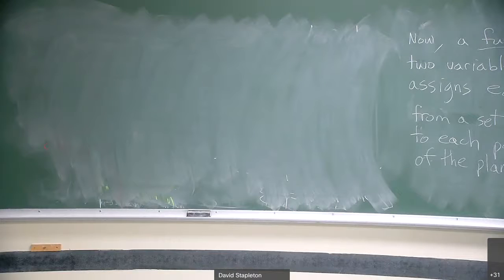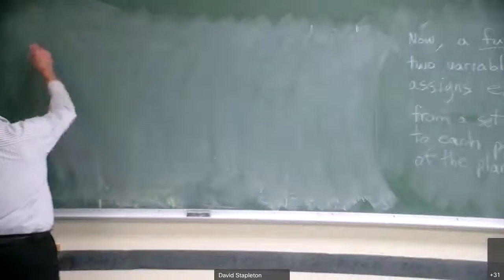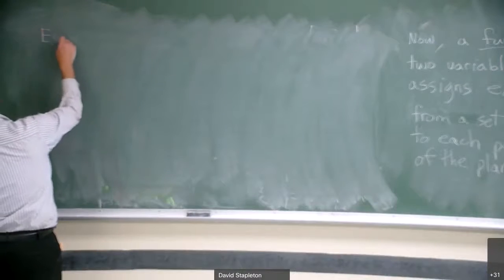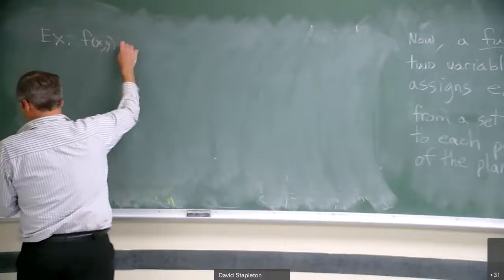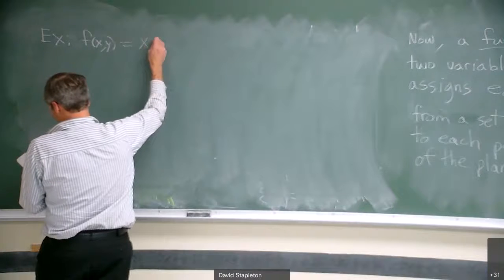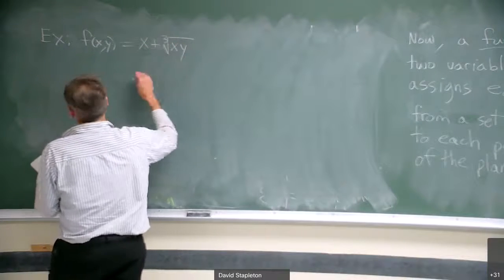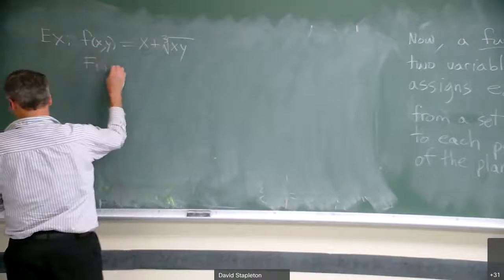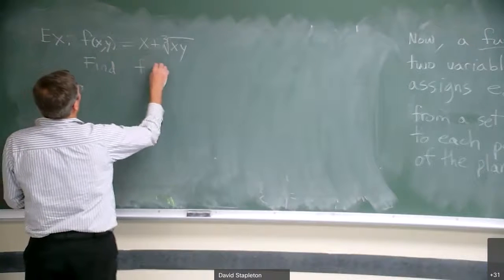So this actually leads to some significant problems in here. The first one I'm going to make is pretty easy. Suppose f of x, y is the function that gives, if you put in x and y, it gives you x plus the cube root of x times y. And you want to find f of 1, 1. What is it?